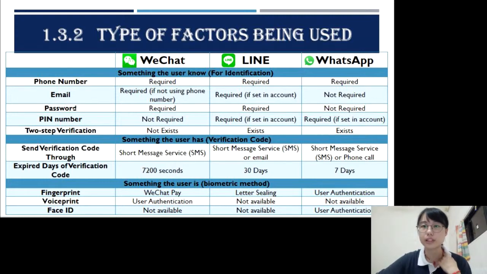However, tokens are easily hacked by other people. So a short life and a longer life with refresh tokens can limit the risk of leaking the access tokens. The last one is something the user is. Something the user is uses the biometrics method. For example, for WeChat, users can use the fingerprint to do payment in WeChat Pay, or a voiceprint to log into the WeChat account.